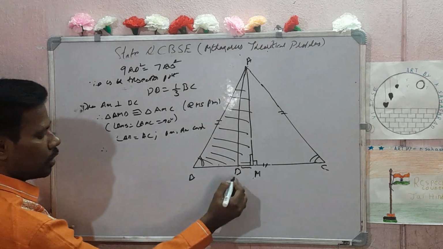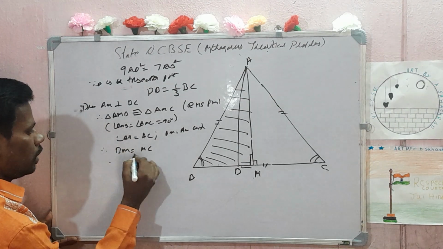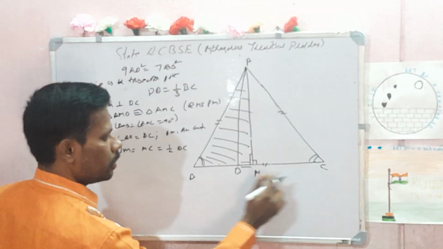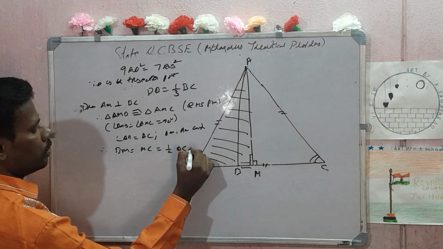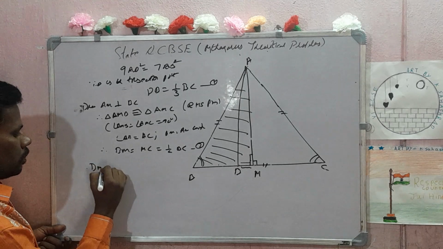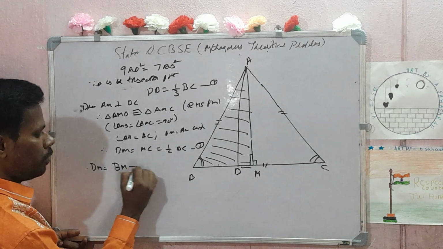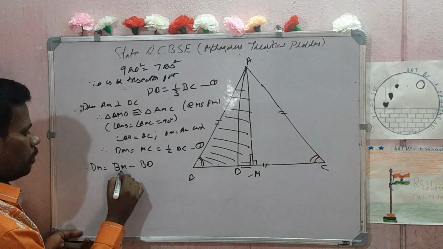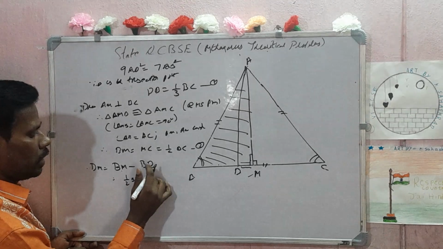So these two triangles are congruent, which means BM is equal to MC, that is equal to 1/2 of BC. Mark this as 1, mark this as 2. Now I want to calculate the DM length. How will we get this? BM minus BD. BM we already know is half of BC, minus the BD length.